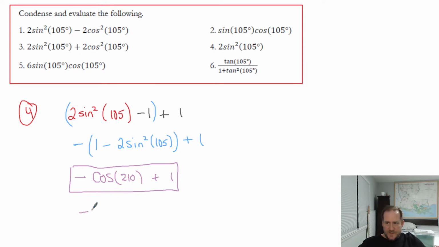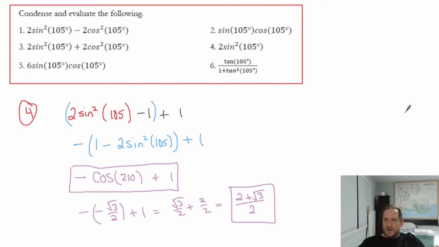Cosine of 210, we already said, was -√3/2. And then we're adding 1 to that. So this will be +√3/2 plus 2/2, which is (2 plus √3)/2. Alright, that's 4. Well, I'm just going to do them all. They're quick.